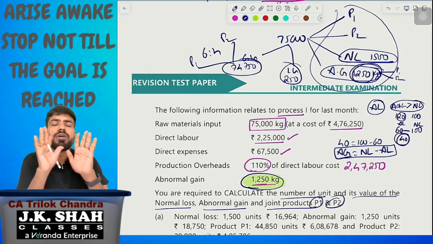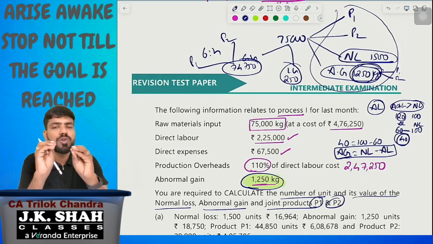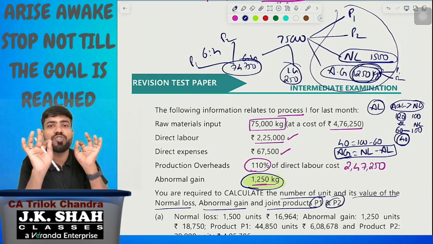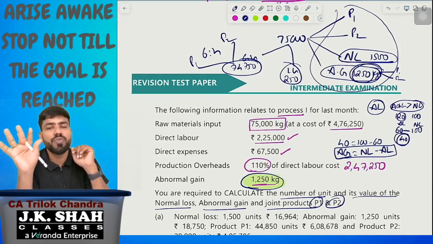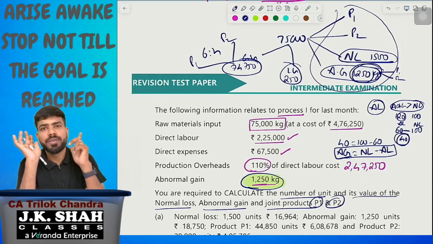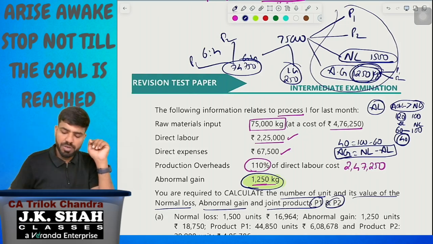As I told you, according to the given information, expected loss is 1,500, but actual loss is only 250. That means out of 75,000 kgs, how many kgs were lost? 250 kgs lost. Normal loss is expected, actual loss is 250. Good units are 74,750. That will be divided between P1 and P2 in the proportion of 6:4. Listen to me.